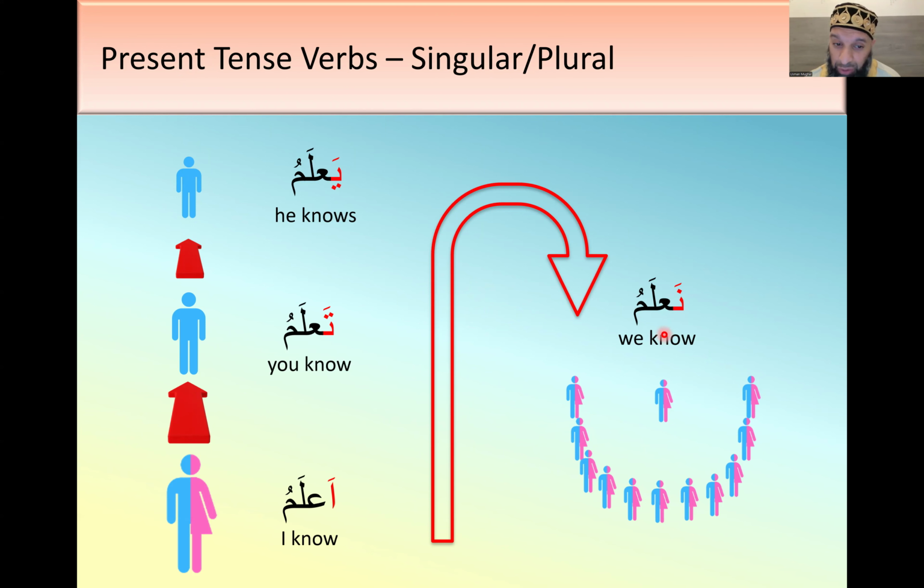Those are the main things to remember. And the plural, just ta'lamuna, ya'lamuna. That's it. You've got it. That's the whole table. A'lamu, ta'lamu. If it was plural, it'd be ta'lamuna. Ya'lamu, he knows. If it was plural, they know, it would have been ya'lamuna. And na'lamu means we know. That's pretty much all we got to learn. And that's your present tense verbs done.